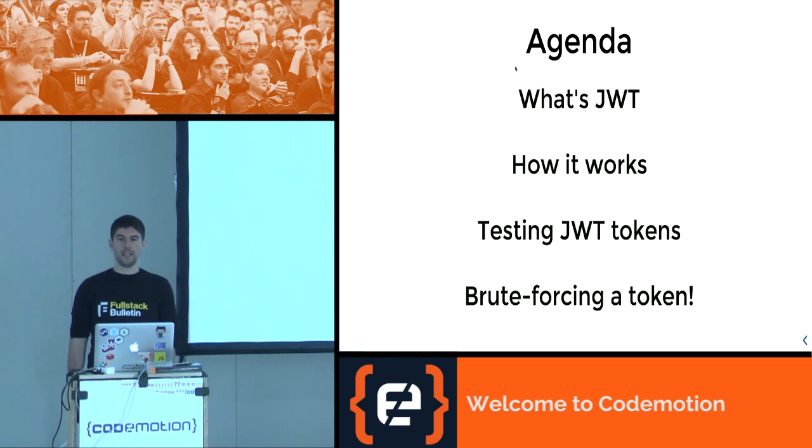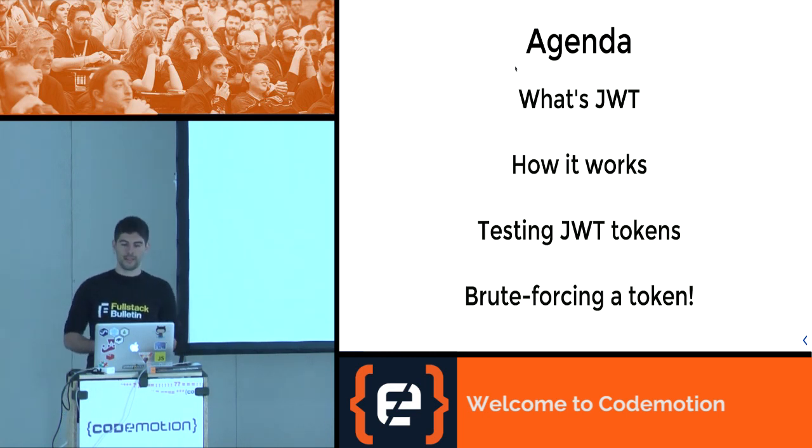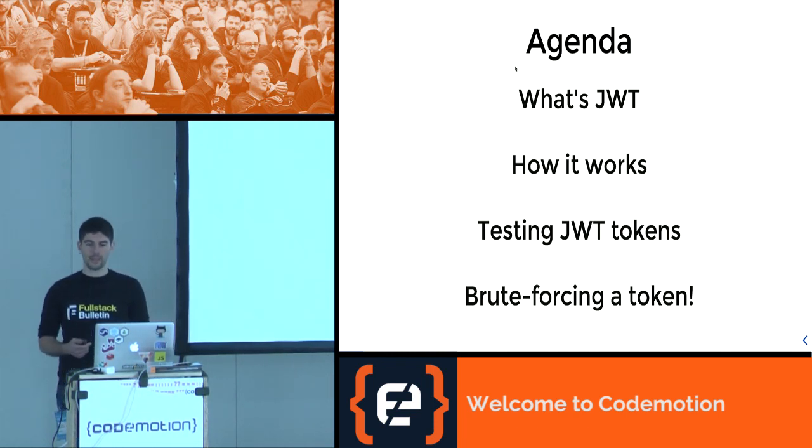So the agenda is, first of all, we're going to see what JWT is and how it works. Then we're going to do some testing to really understand how it works and why it can be useful. And finally, we're going to try to hack into a website by brute forcing a JWT token.